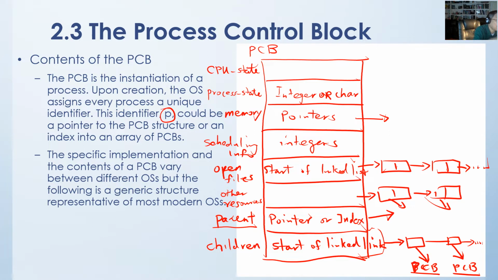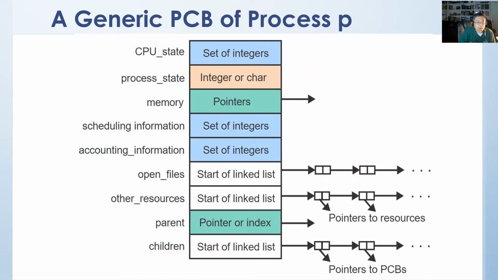Initially it's just a blank data structure. Once the process starts to execute, the CPU starts executing the process, and these areas are going to be filled up. Some of the information could be just a whole bunch of integers, a set of integers. Some of these are just linked lists. If it's a linked list, the PCB just needs to contain the start of the linked list, the first starting point. So each item contains detailed information about the process control block. For each process, you need to have a data structure like this. Now here is what a generic PCB of a process P looks like. This is exactly what we did in the previous one, but this one looks much nicer.